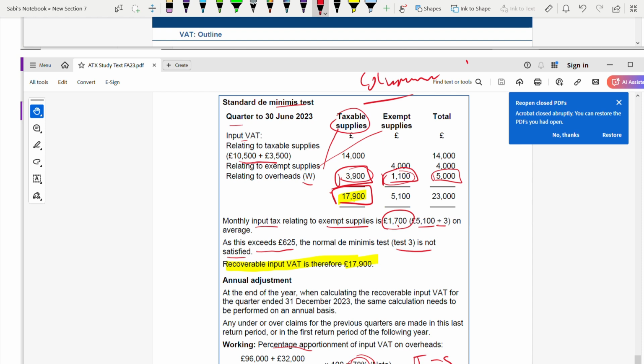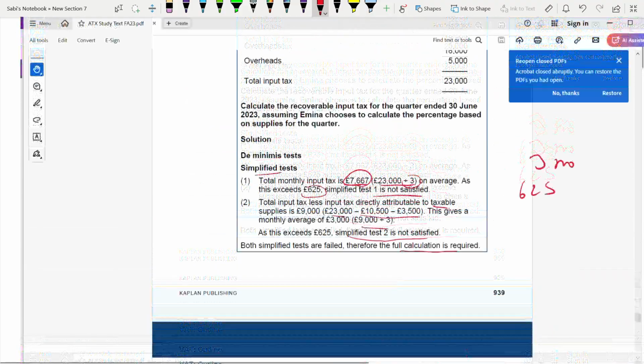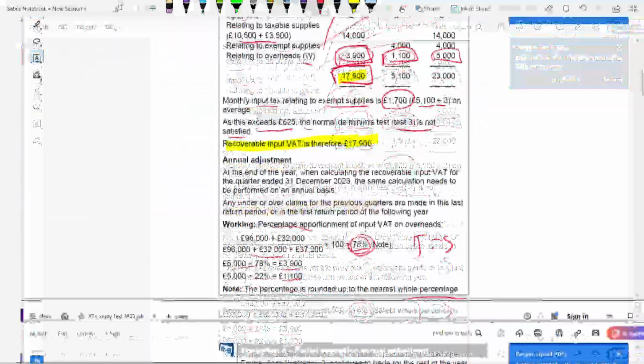Now, so that is it. Coming to annual adjustment.